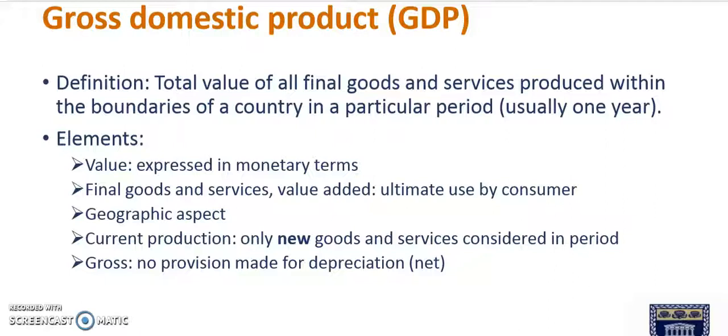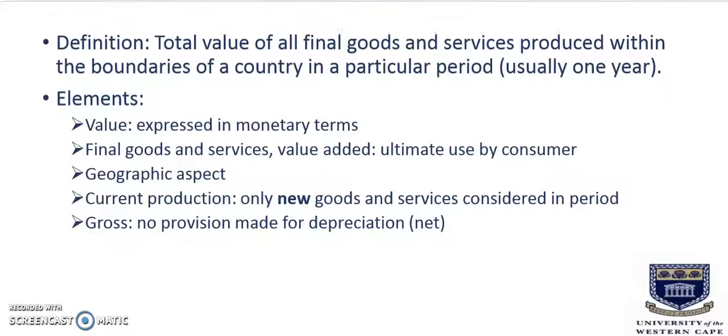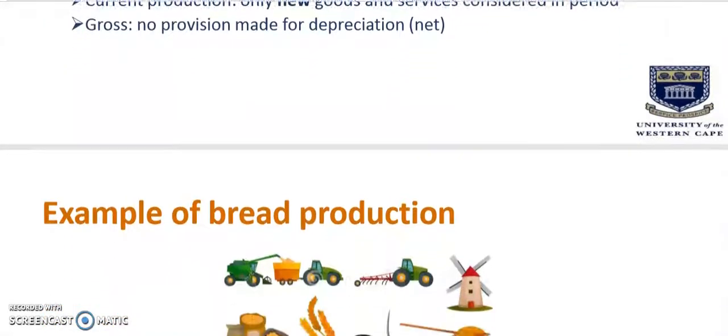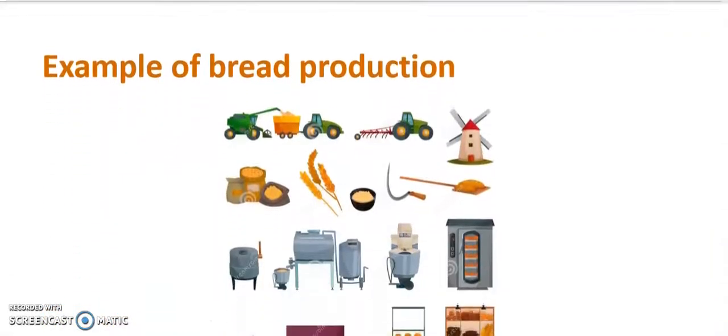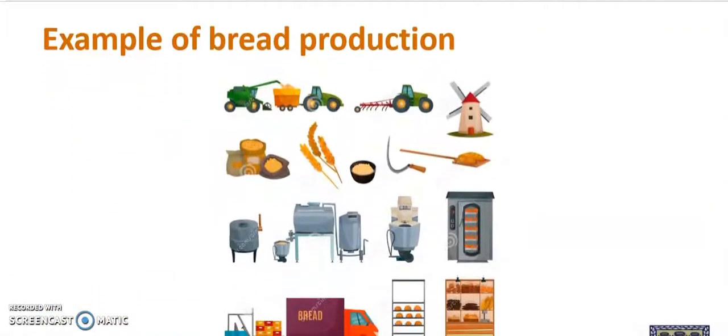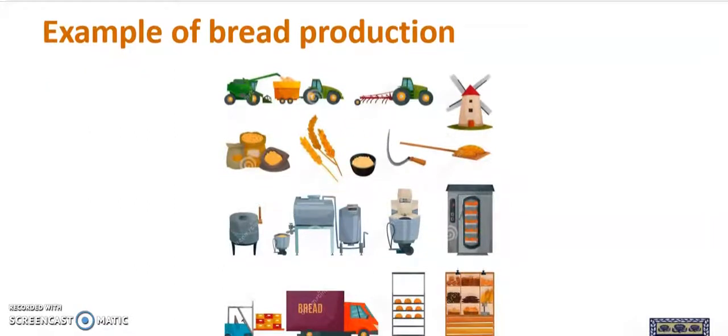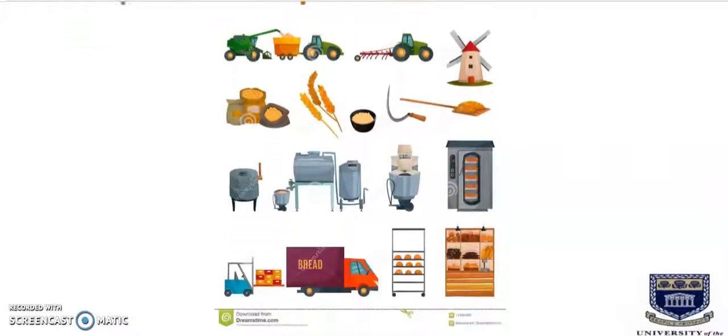The current production: only new goods and services are considered in a period, meaning that goods that were produced in the previous period are not considered. And then gross, that is, no provision is made for depreciation. This picture shows an example of bread production, that is the different stages that the bread has to go through before it is sold at the shops. A detailed explanation is provided below.